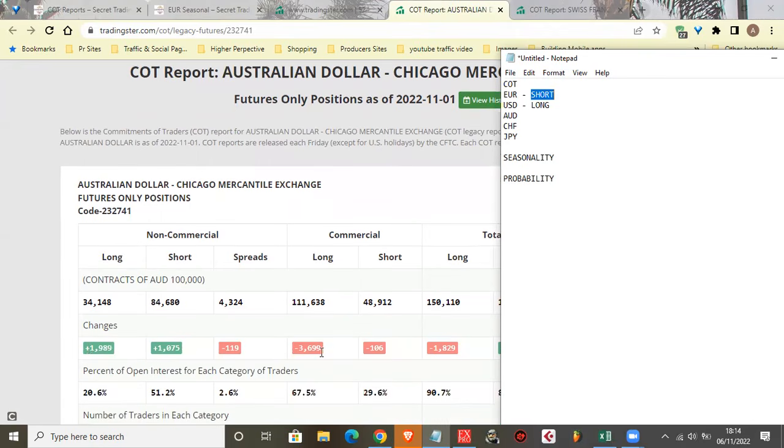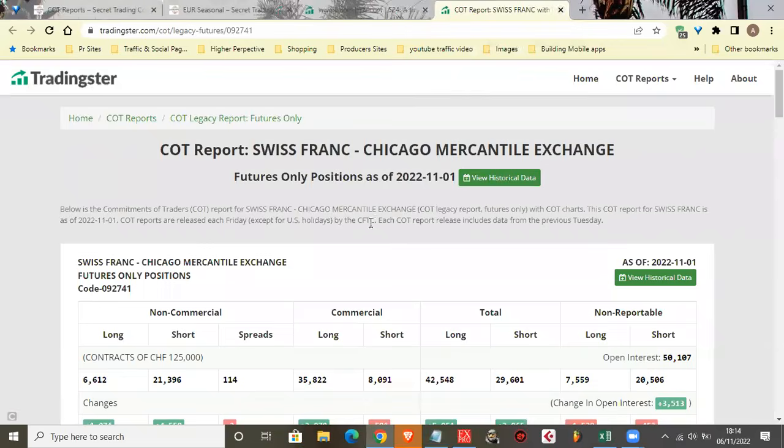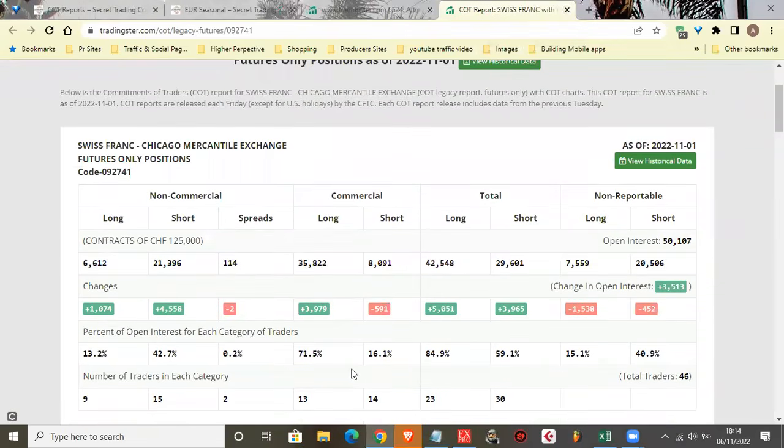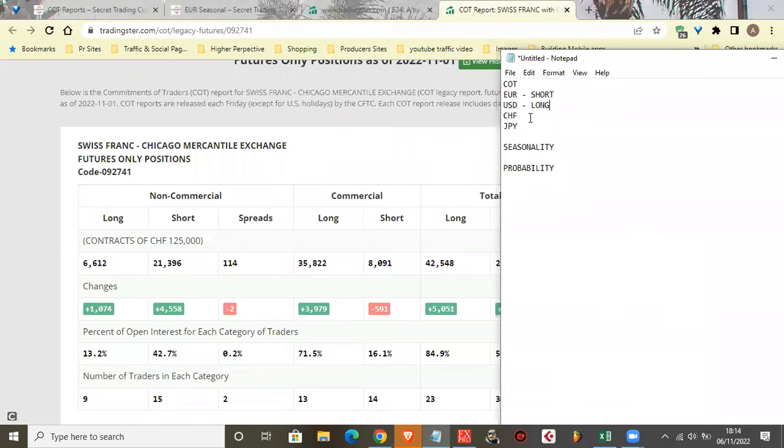And so AUD is the next one. AUD, the same thing. It doesn't really look good, so we're going to delete that. Let's see, CHF, they're going long. And the truth is, if you look at the strategy, it's actually quite easy. Right now, we're practically almost done with the analysis.